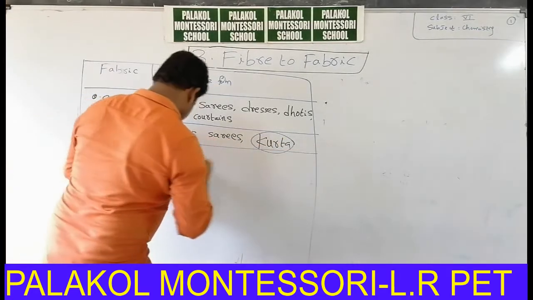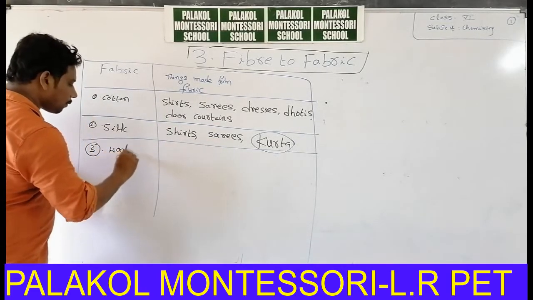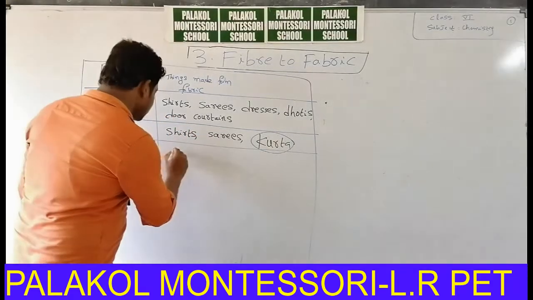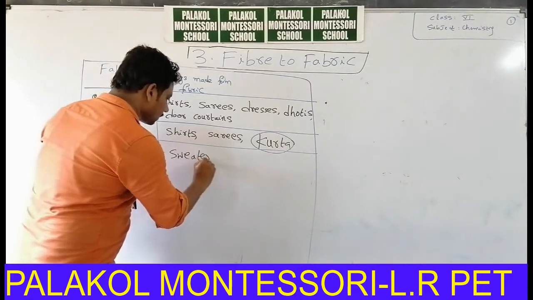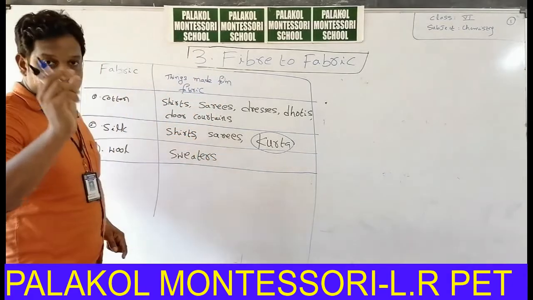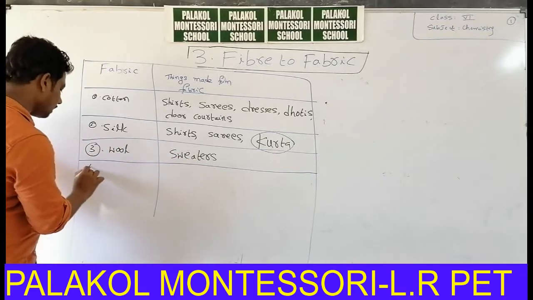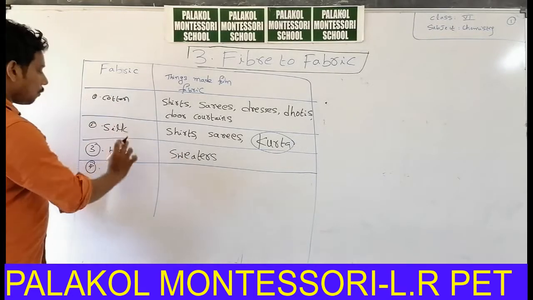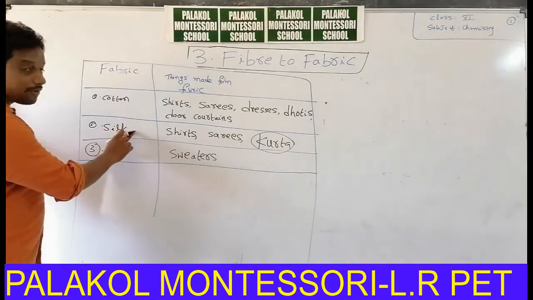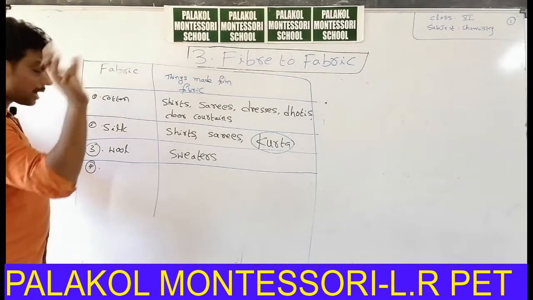Okay, third one. First one cotton, second one silk, third one wool. In winter season we are wearing woolen shirts. That means sweaters. Sweater is an example for the thing which is made from wool fabric. Wool is obtained from animals, goat or sheep. Silk is obtained from silk worms. Cotton is obtained from cotton seeds, that is nothing but cotton plants.